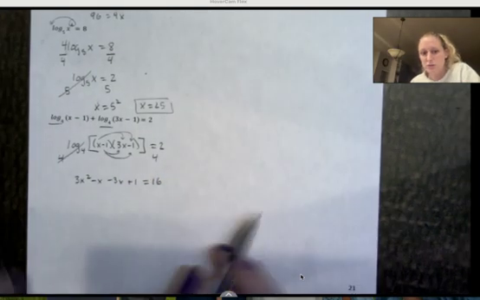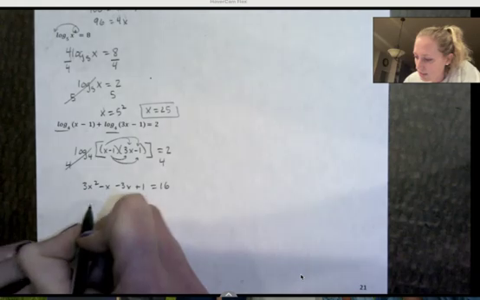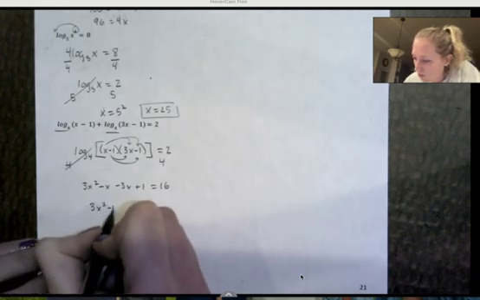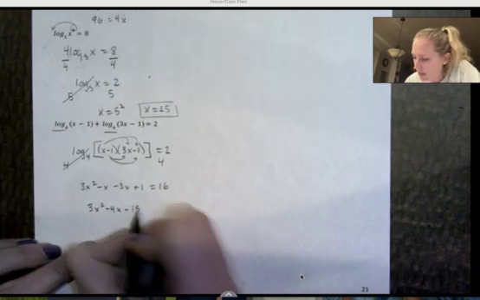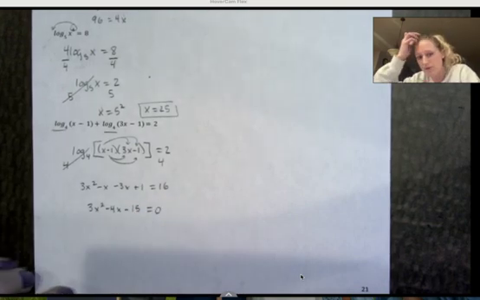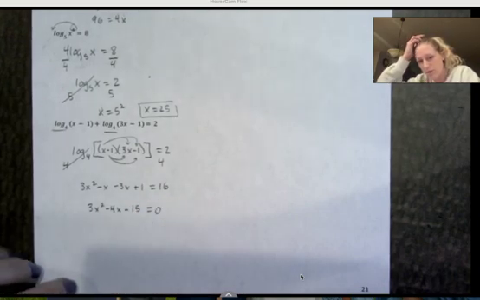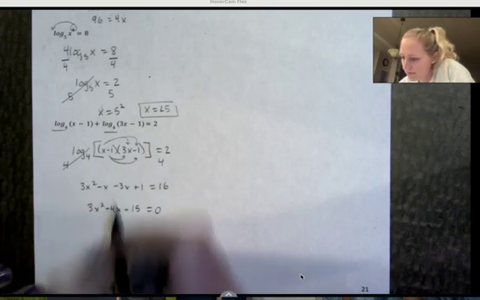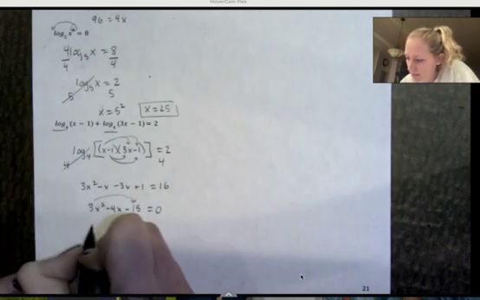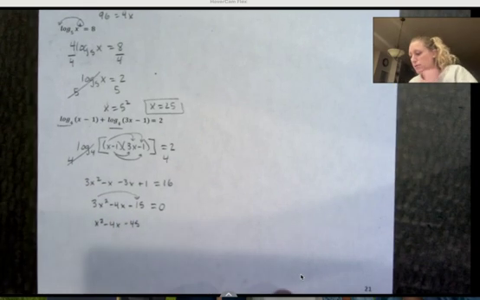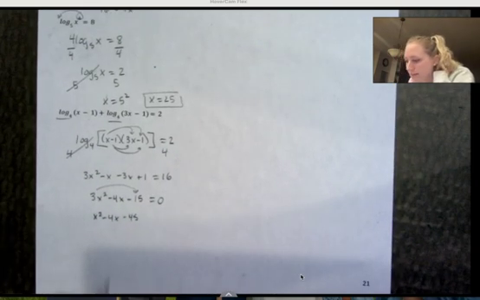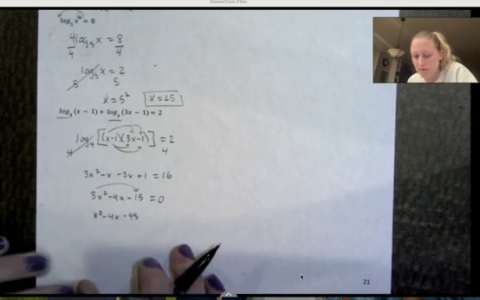I'm going to set it equal to 0 because I have a quadratic here. So I have 3x squared minus 4x minus 15. Okay, I can solve by factoring or the quadratic formula. I'm going to see if this one factors nicely. So a times c. So numbers that multiply to be 45 that add up to negative 4, 9 and 5.